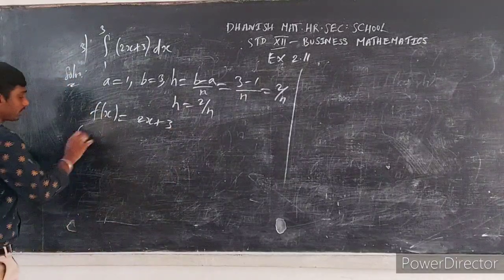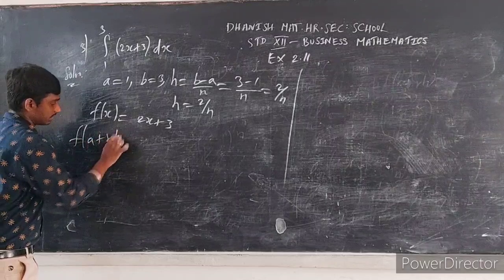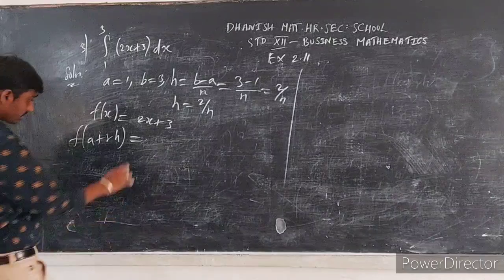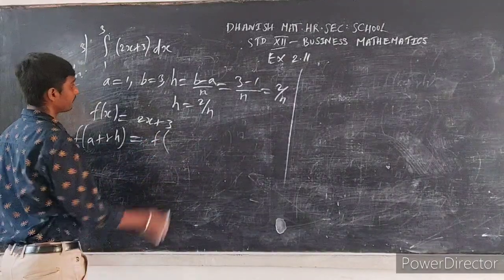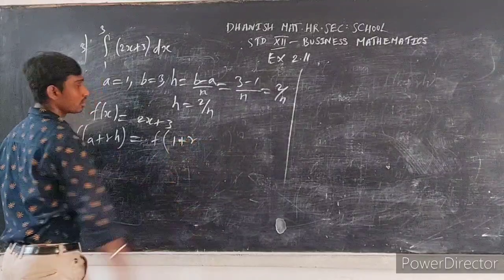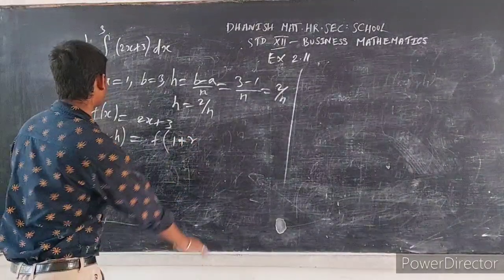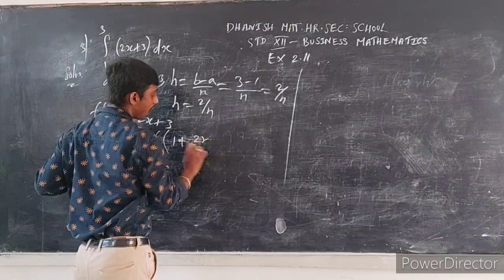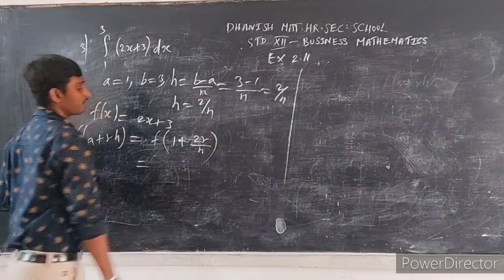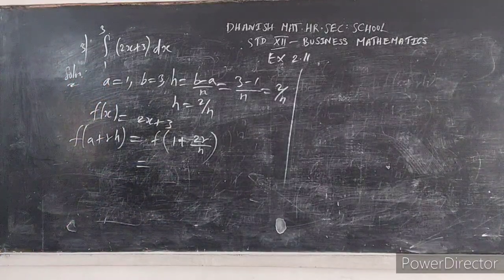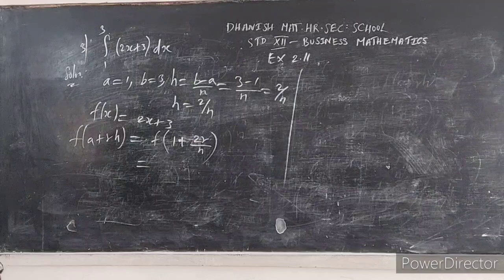The next step, we are going to find out the f of a plus rh. What is the a value here? 1 plus what is the r value? We don't know, so r value remains the same here. So h is equal to 2 by n. Let's write 2r divided by n. So next step, we are going to write like this. Let's remove the f function here.